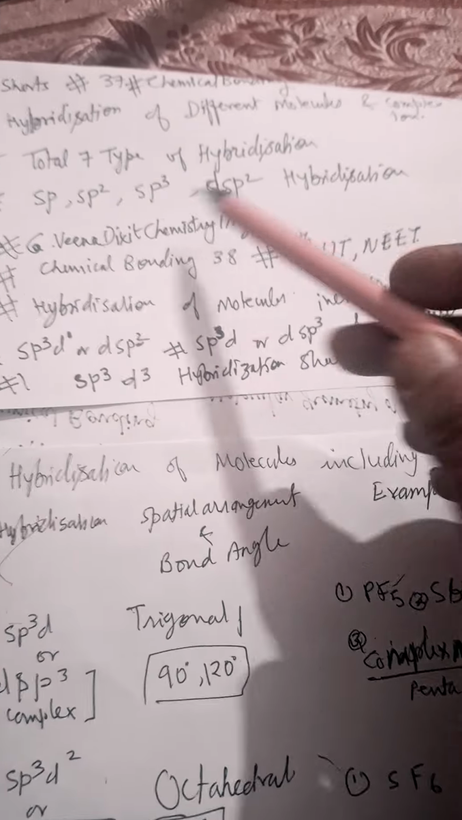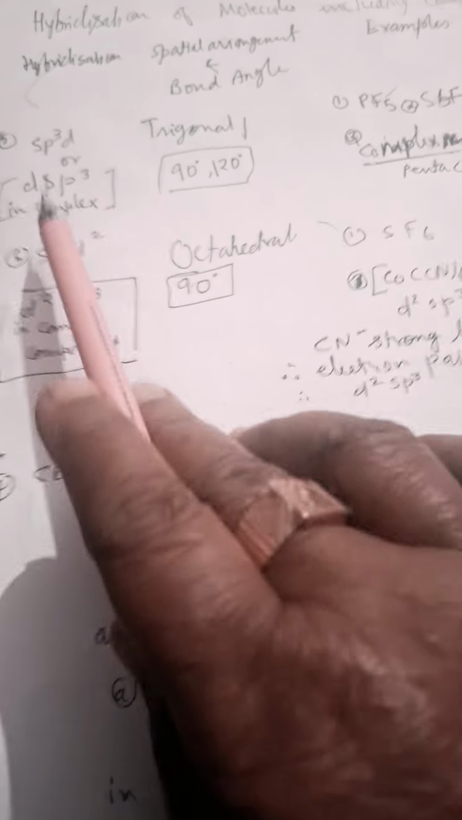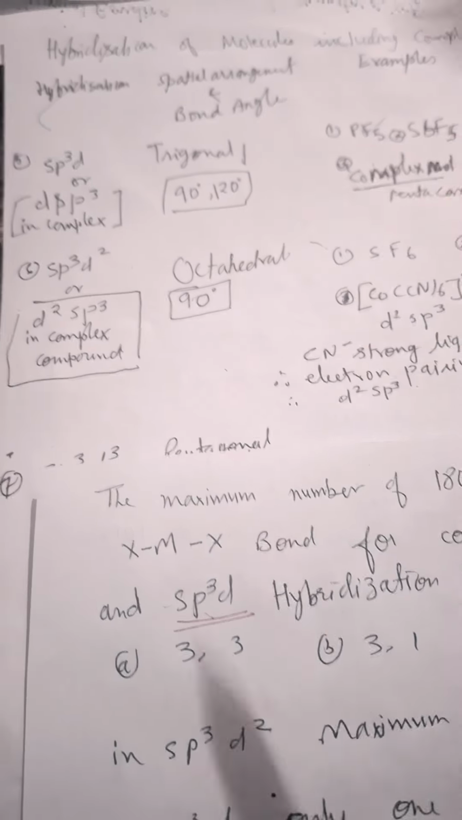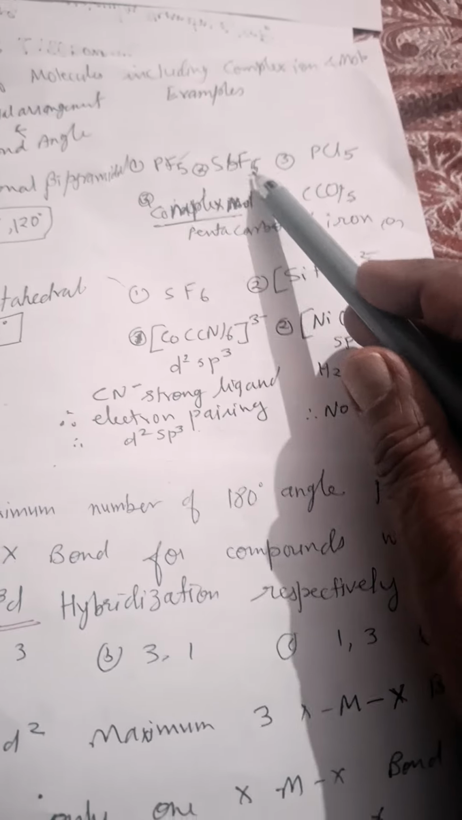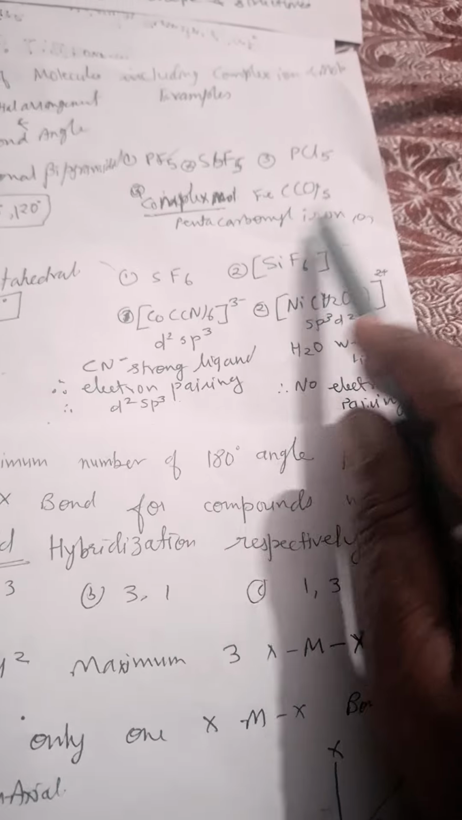Earlier we have discussed sp, sp2, sp3 and dsp2. Now I will discuss sp3d or dsp3. Trigonal bipyramidal geometry will be there. Examples are PF5, SbF5, PCl5, and the complex Fe(CO)5, pentacarbonyl iron(0). Here this is the structure.